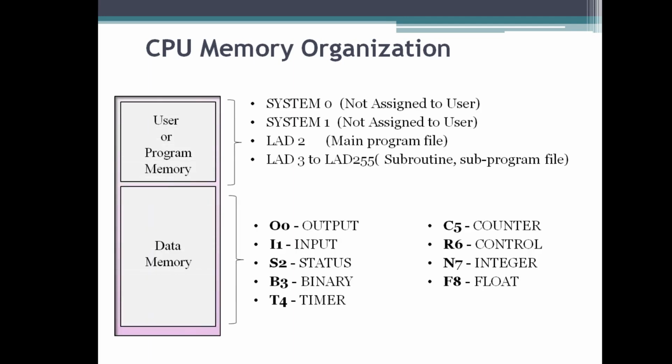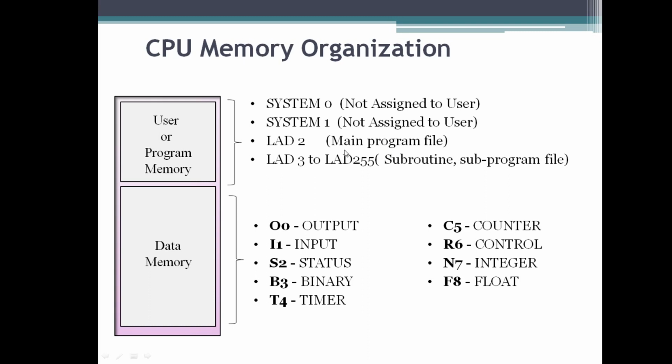Hello everyone. In this session we are going to see CPU memory organization in RSLogix 500. It has two types of memory. One is user memory, also called program memory, and the second one is data memory. In user or program memory there are four things: system 0 and system 1, ladder 2, and from ladder 2 to ladder 255.